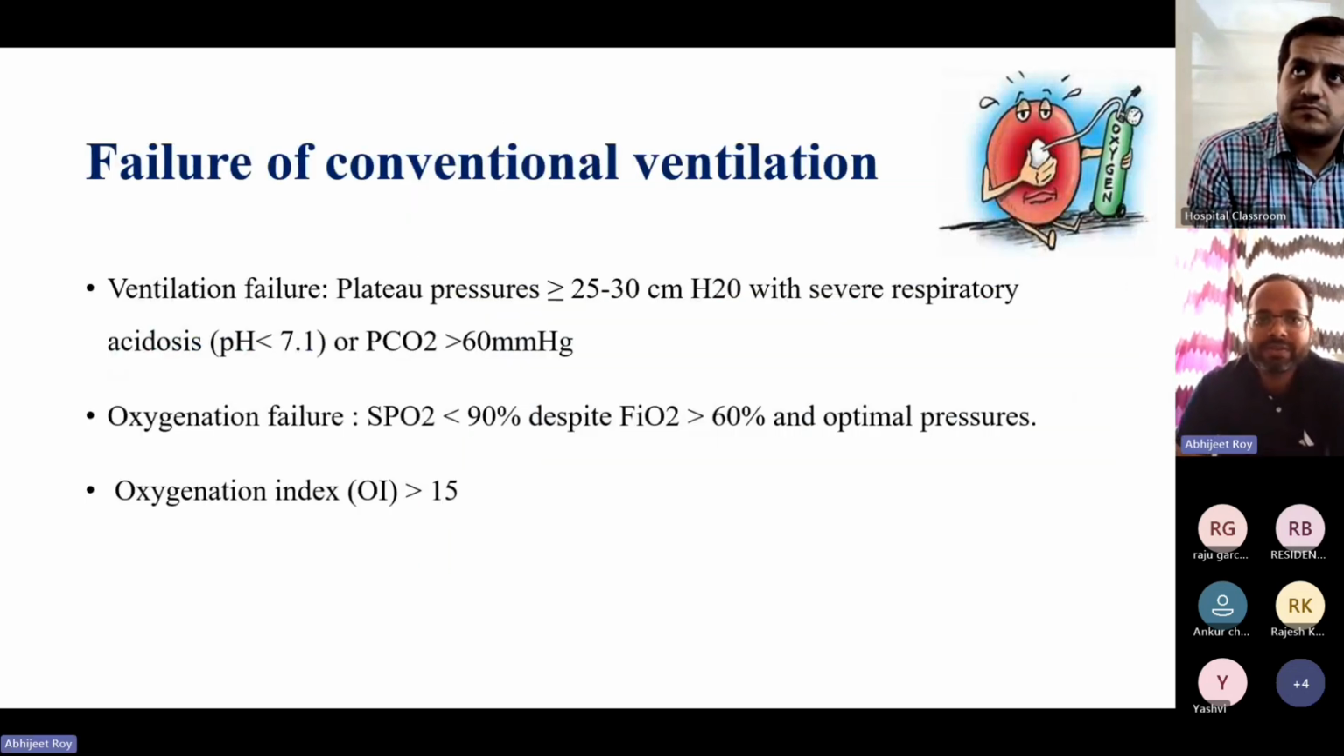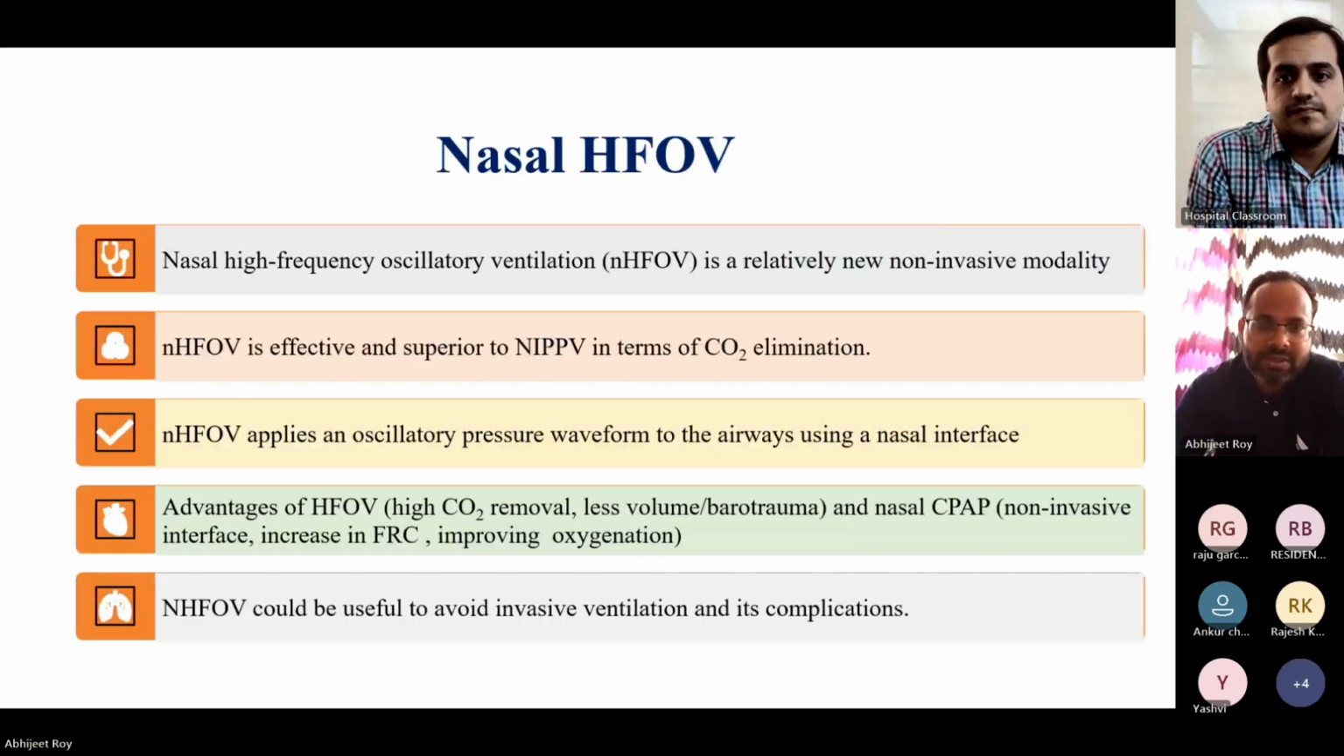So for rescue therapy, how do we define the failure of conventional ventilation? Usually, if we are reaching PIP of around 25 to 30 centimeters of water with respiratory acidosis and PCO2 more than 60 millimeters of mercury, if there is oxygenation failure, or if the oxygenation index is more than 15.